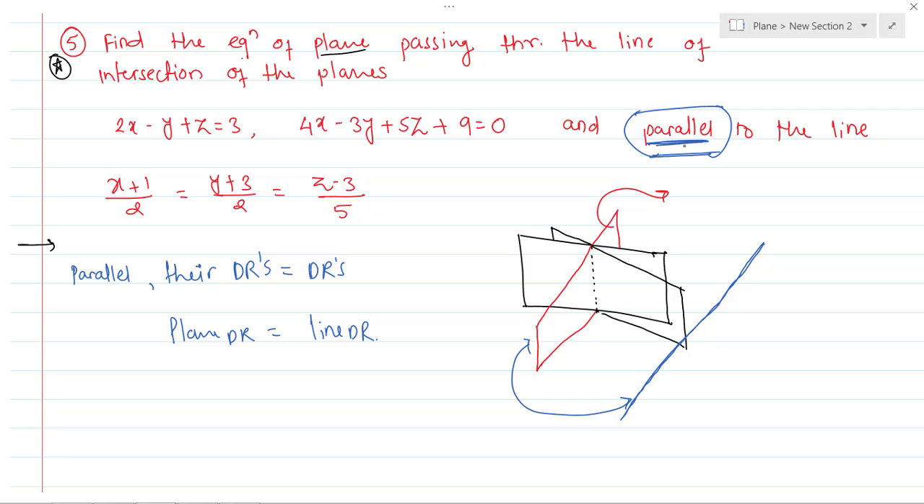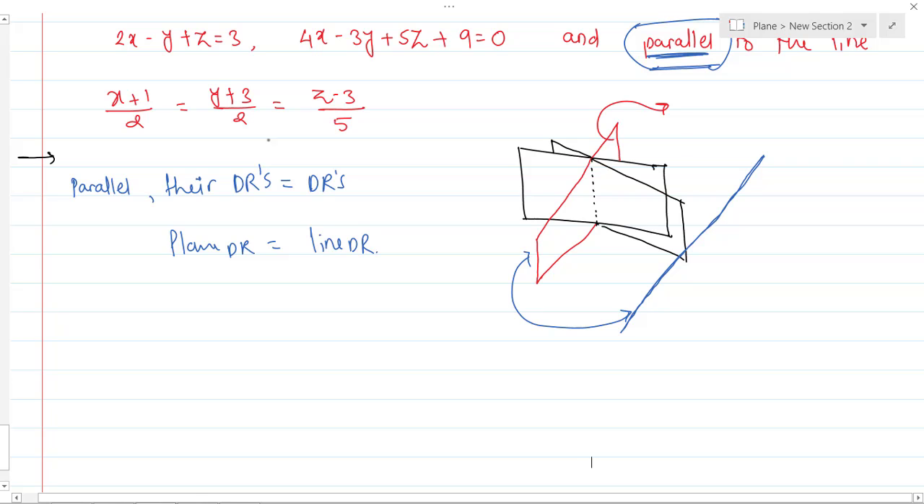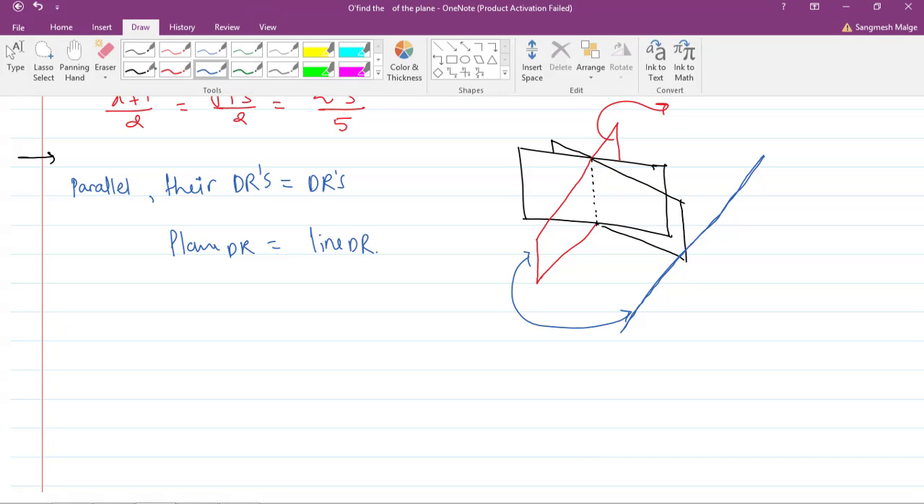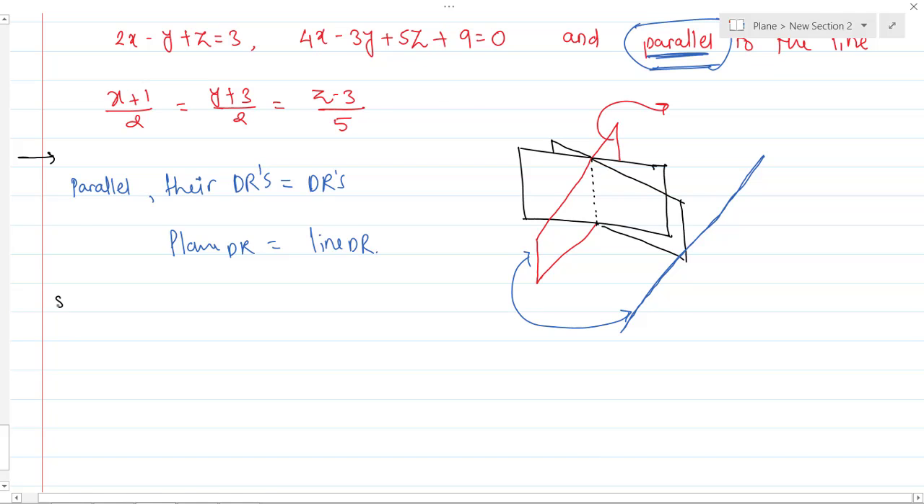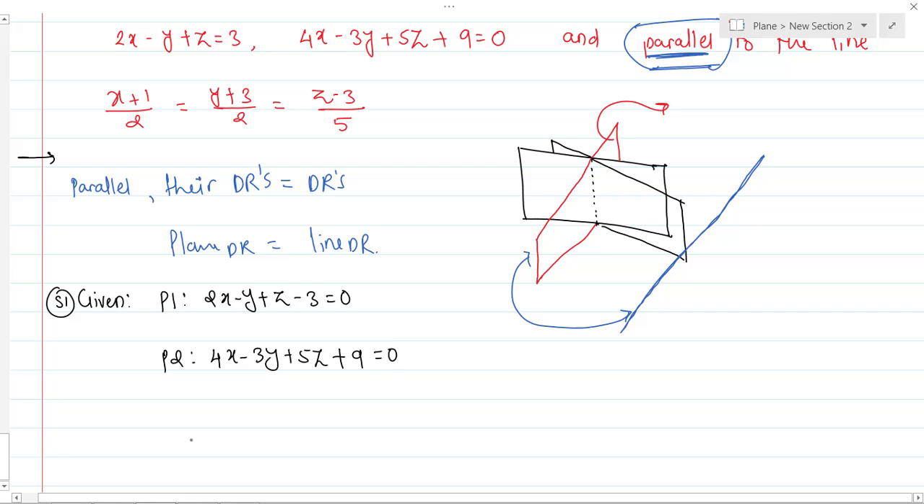That's great. Let's have step 1. Okay, we will follow our same procedure. Step 1 is what? Write down the given information. Plane 1 is nothing but 2x minus y plus z minus 3 equals to 0, and plane 2 is 4x minus 3y plus 5z plus 9 equals to 0.